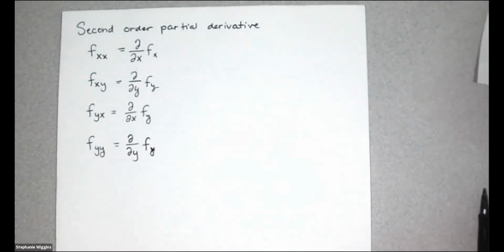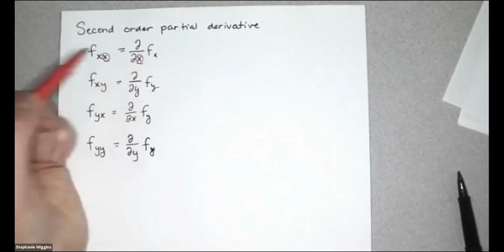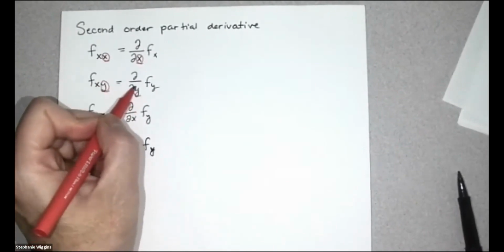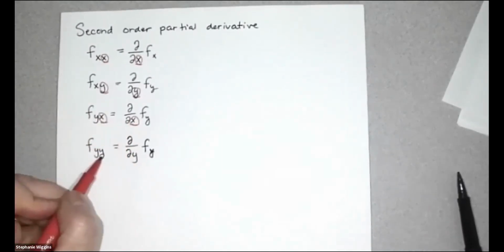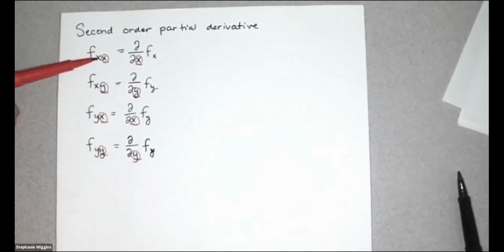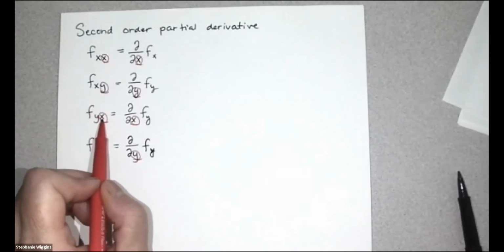Okay, so let me just point something out here. This second x here refers to this x there. This y is referring to the fact that you're differentiating with respect to y. Here you're differentiating with respect to x, and here you're differentiating with respect to y. The first letter tells you which of the first partial derivatives you are differentiating. So here, in these two, we're differentiating fx. Here we're differentiating it with respect to x, and here with respect to y. In these two situations, we're differentiating the partial derivative with respect to y, and we're differentiating that with respect to x.